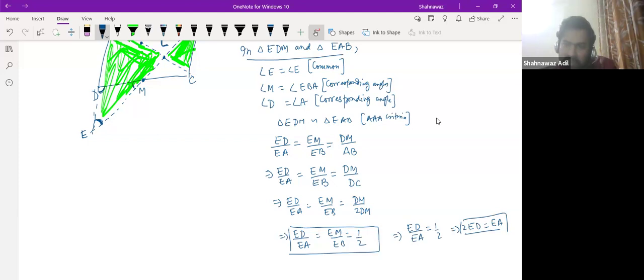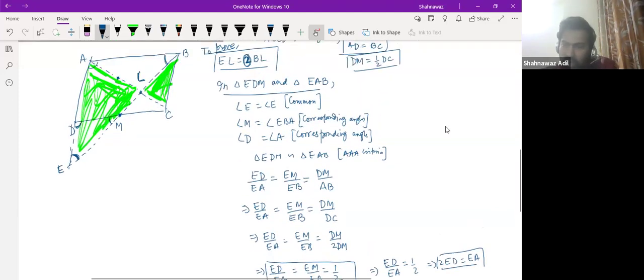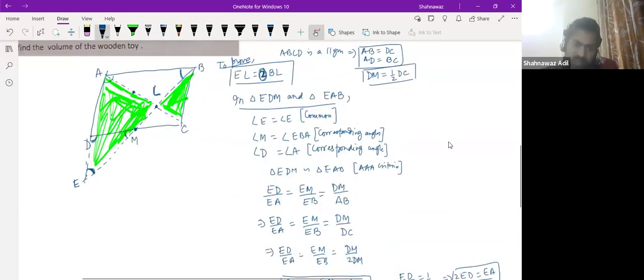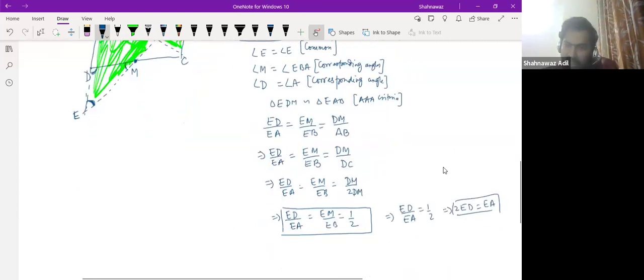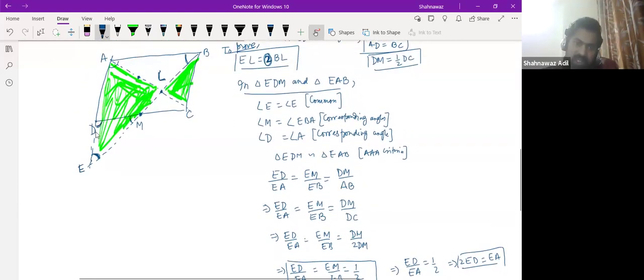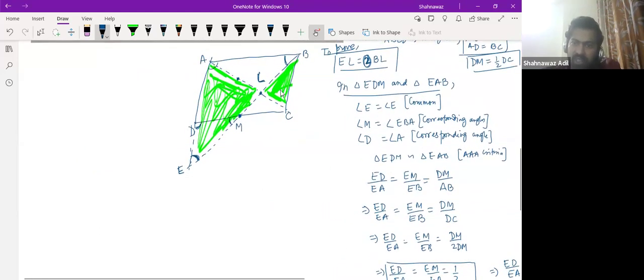Clear, guys? Clear? Yes, sir. Okay, so EA, what is EA? ED by EA is half, which means that D is the midpoint, right? Which means that ED equals DA. So that is clear. So now, as you guys were saying, let us use these two triangles.